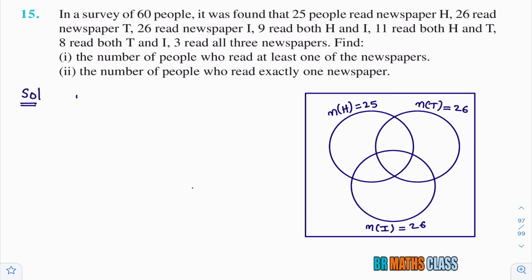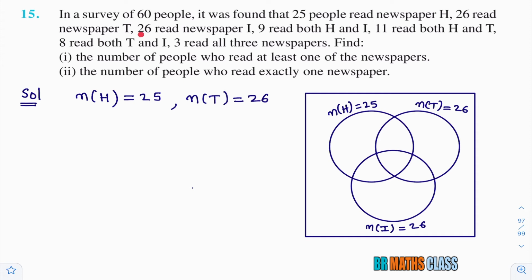They gave that 25 read newspaper H. I'll write n of H. In this question, n of H means the number of people who read newspaper H. So I wrote that n of H is 25. And they gave that 26 read newspaper T. I'll write that also: n of T is 26.